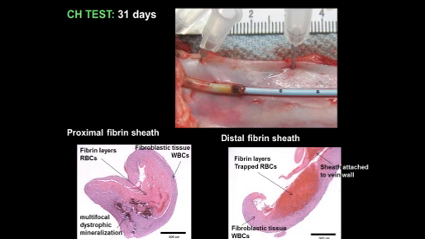In the distal fibrin sheath, as we would expect, it's more red in color, so we see more fibrin layers and trapped red blood cells. We also see the outer layer being fibroblastic tissue. Again, all of this is coming from the vein wall to cover this up. And on the top portion of this picture, you can see a section of the fibrin sheath that was actually attached to the vein wall.